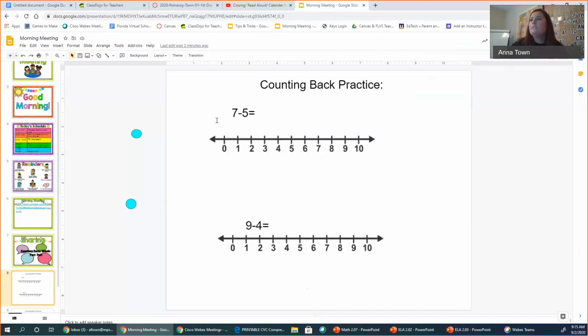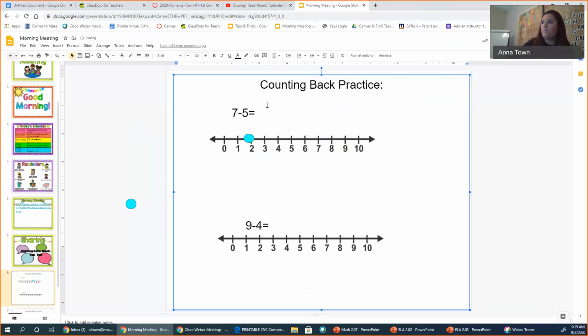So what we're going to do is we're going to imagine this is my pencil. I'm going to start it on the 7 because that's our whole. And now we're going to go backwards because we're minusing or taking away. And I'm going to go back 5 times because that's what my part is. 1, 2, 3, 4, 5. What number did I land on? 2. So we will fill in with a 2.